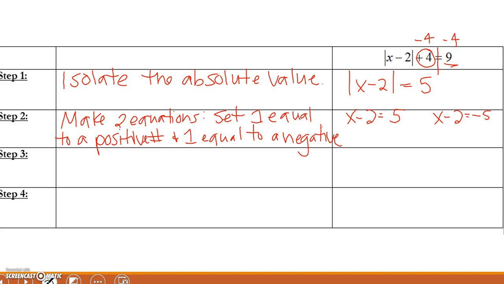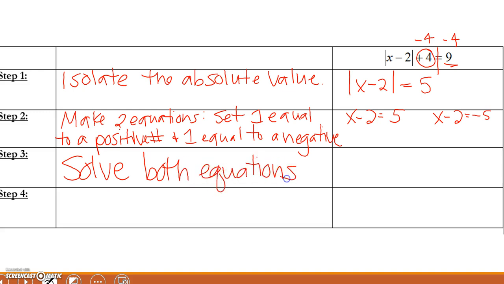So then step 3 is you solve both equations. So I solve this one, I add 2, and you should be doing the same action on both because you don't change what's inside of the two lines. So I should add 2 on both, but I'll get different results. In this first one I get 5 plus 2 is 7, and the next one -5 plus 2 is -3.